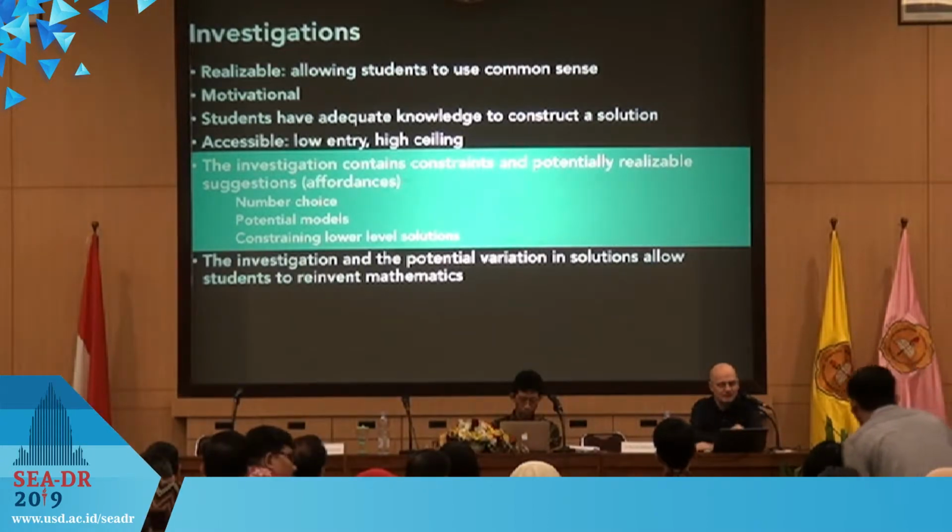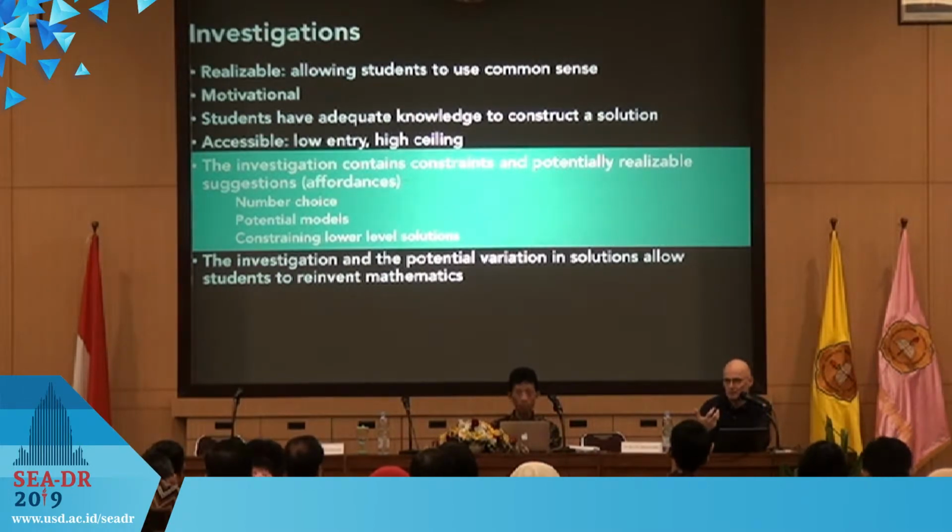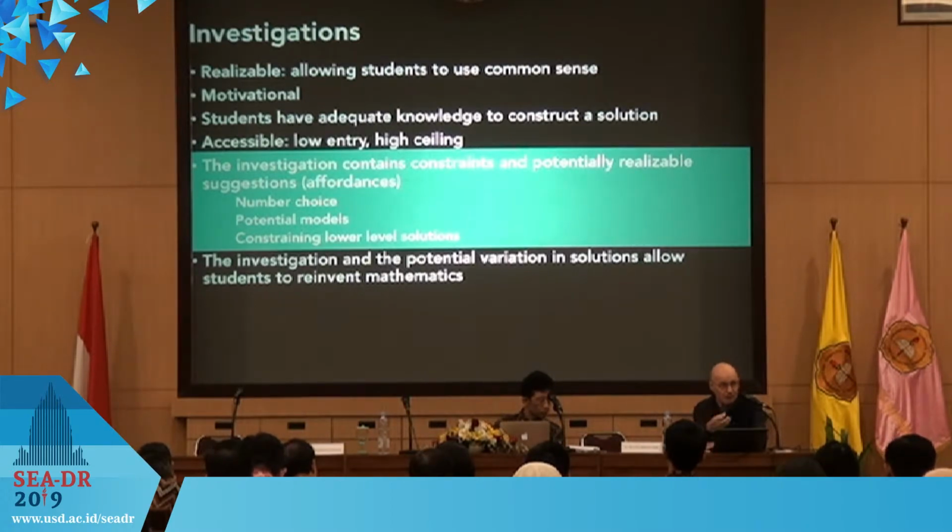And each investigation contains constraints, difficulties, and suggestions. Gibson talks about affordances. There are always ideas of what to do to solve the problem, because if the ideas are lacking, you don't allow children to really solve a problem. And there are constraints. Knowledge choice is one form of constraining. But there are different ways. There are difficulties, and the difficulties are such that you make the lower level solution less attractive.